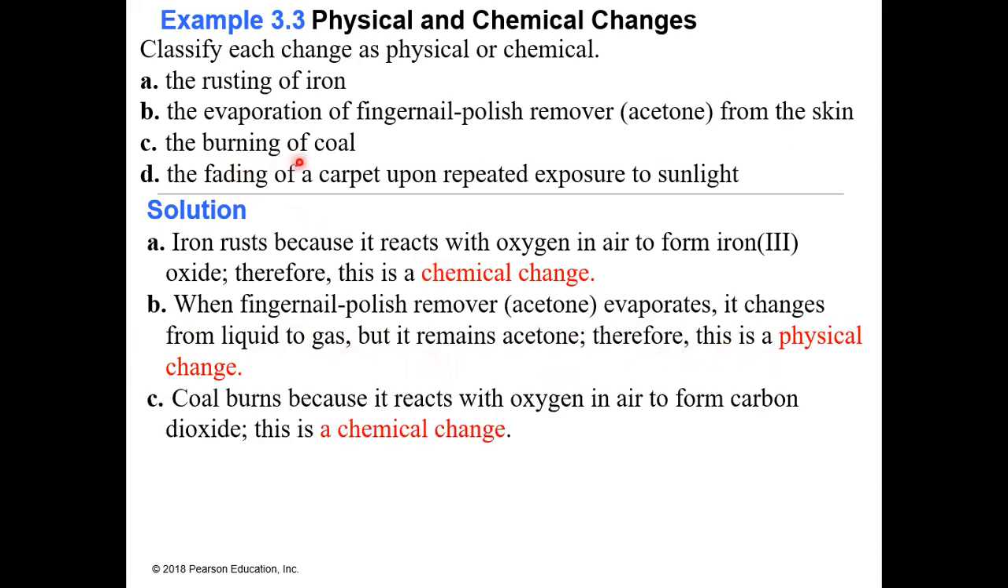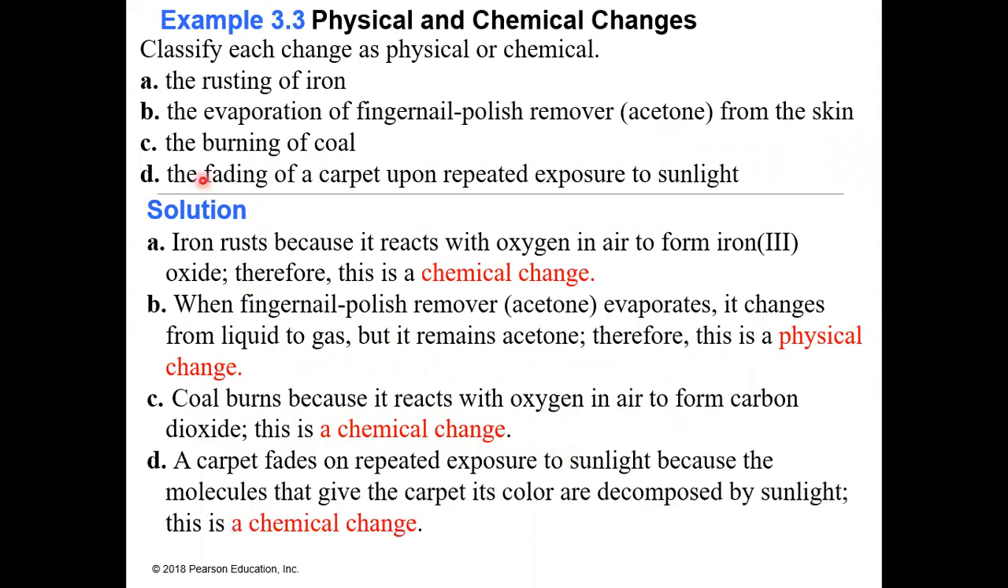C, the burning of coal. Coal burns because it reacts with oxygen in the air to form carbon dioxide. So this is a chemical change. D, the fading of a carpet upon repeated exposure to sunlight. This will be a chemical change. A carpet fades on repeated exposure to sunlight because the molecules that give the carpet its color are decomposed by sunlight. So therefore, it is a chemical change.